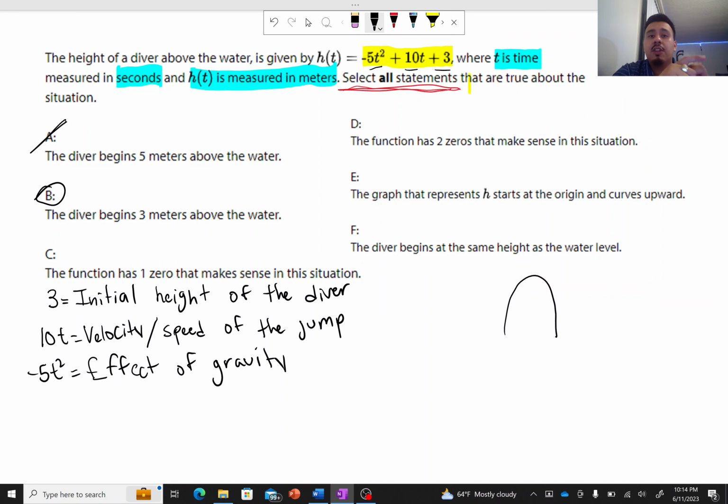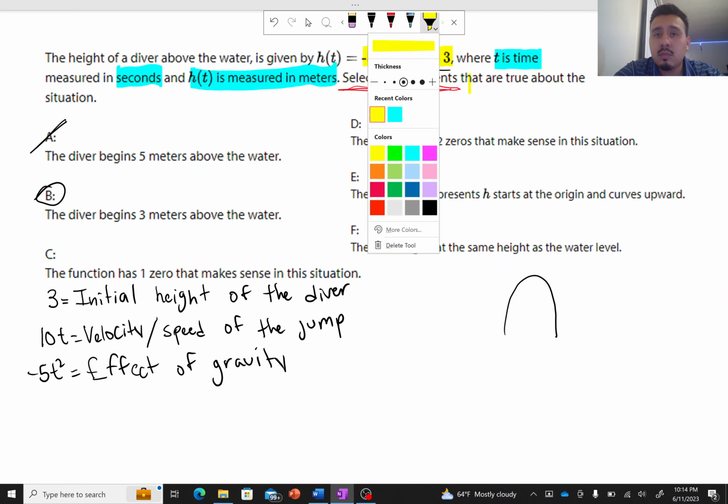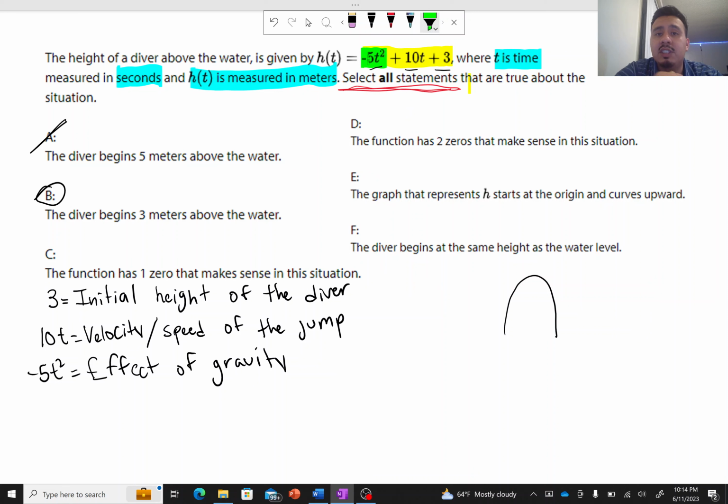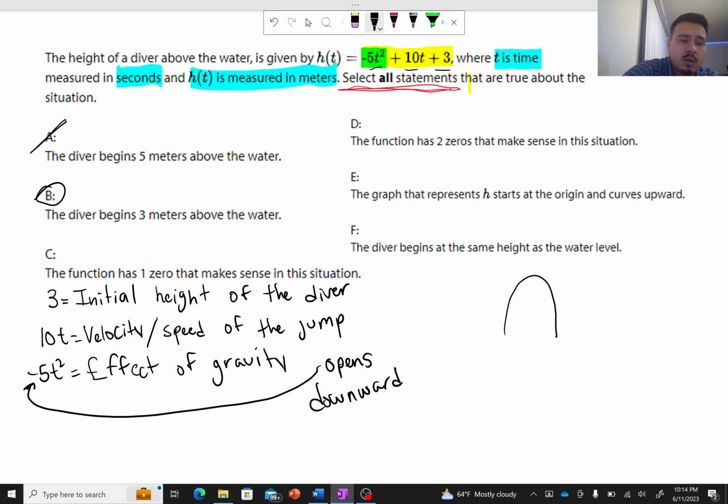Another thing that tells me the direction of my graph is this negative 5t squared. The negative tells me that it opens downward. You know what? Let me just draw a line to the negative. That way you know what I'm talking about specifically. The negative tells me that it opens downward, okay? So automatically E is false.